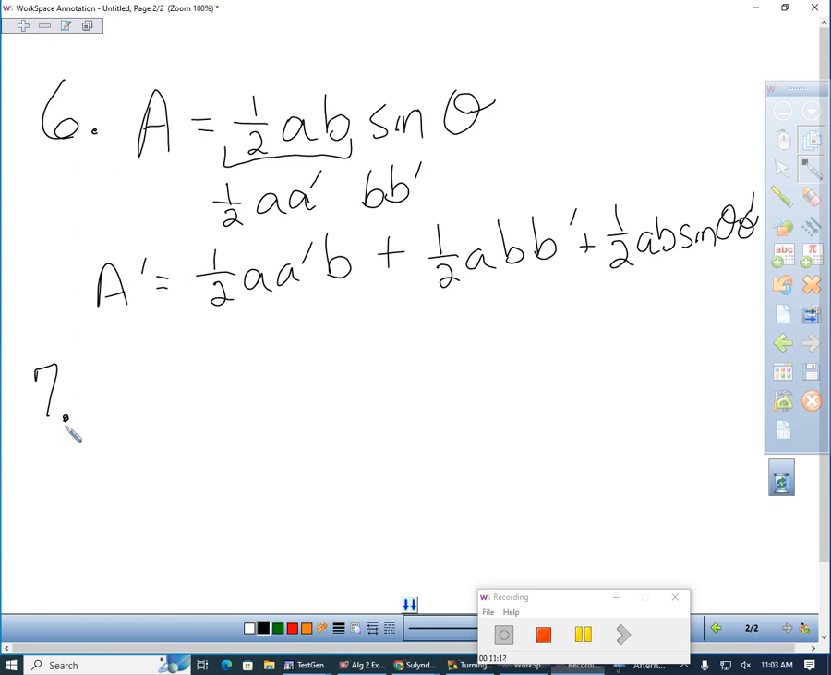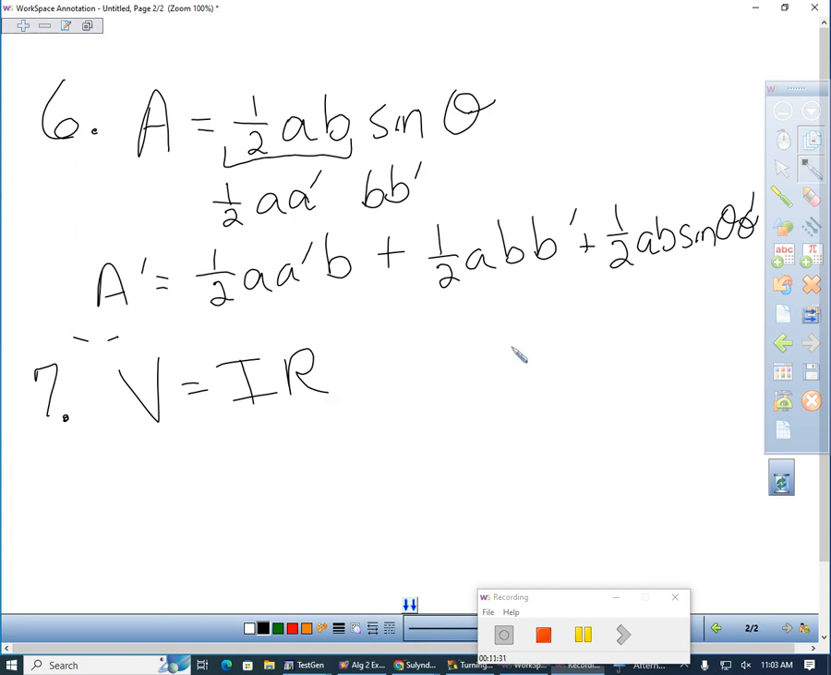Let's talk about number 7. For number 7, it says the voltage V, current I, resistance R of an electric current, like the one shown here, is related in the equation V equals IR. Suppose that V is increasing at a rate of 1 volt per second.